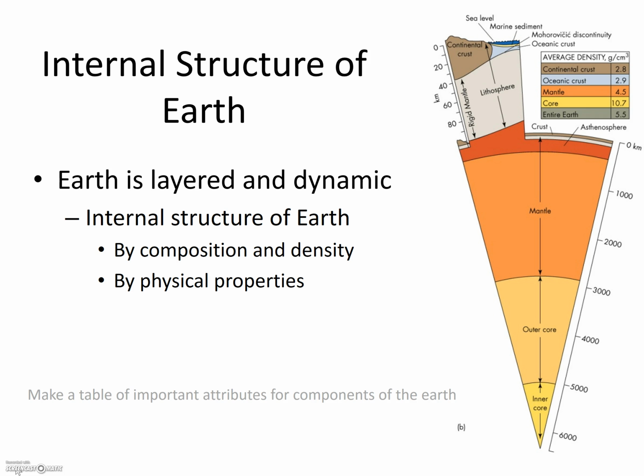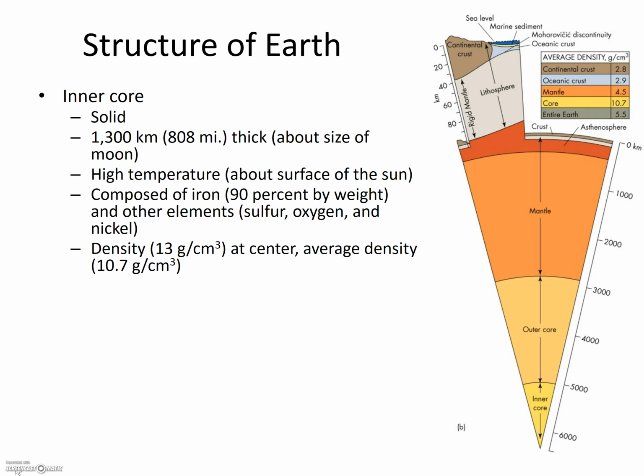This is a simplified diagram of most of the layers we are going to discuss in this chapter. You can see how the layers get a little confusing at the top, so we will start at the core. The inner core is solid, about the size of the moon and the temperature of the sun. It is composed mostly of iron, about 90%, but also contains other elements such as sulfur, oxygen, and nickel.